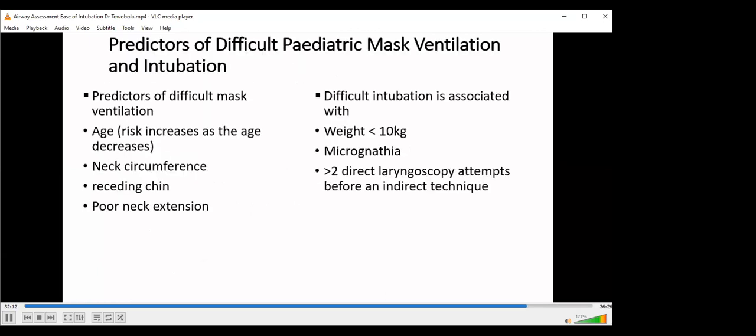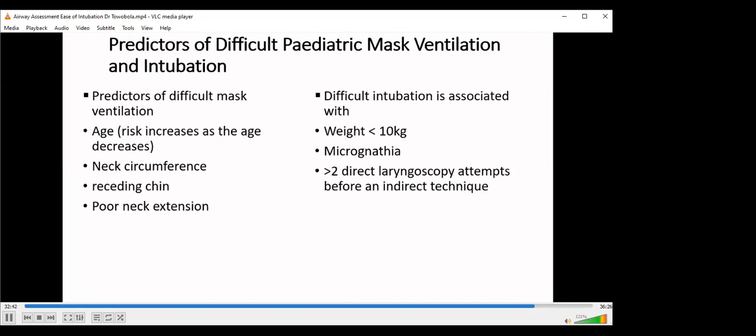Let's look at the pediatric age group. For the predictors of difficult mask ventilation, the age is important. The risk increases as the age decreases. Neck circumference is important. Having a receding chin and poor neck extension is a predictor of difficult mask ventilation in the pediatric age group.